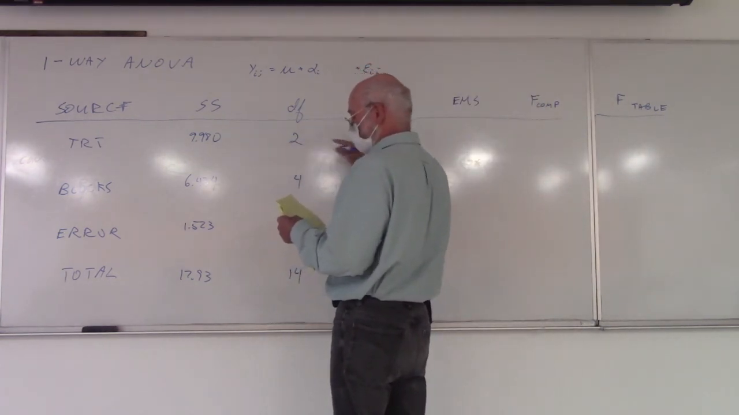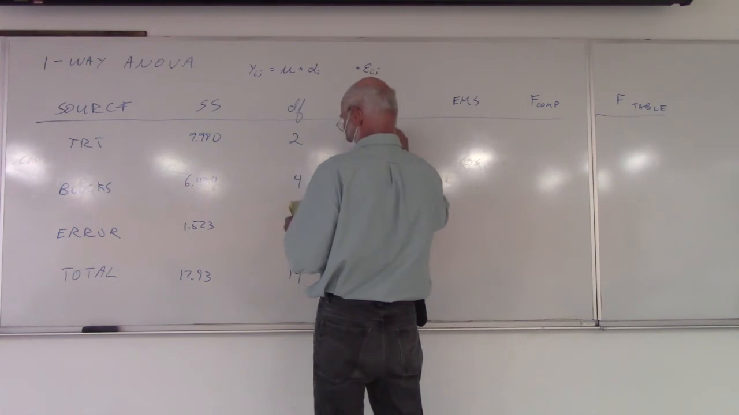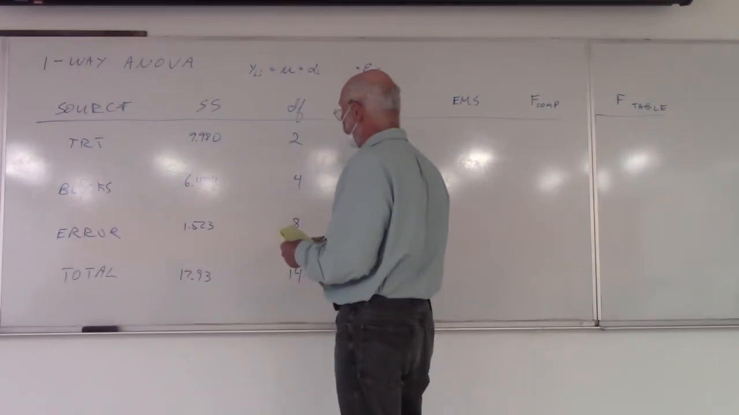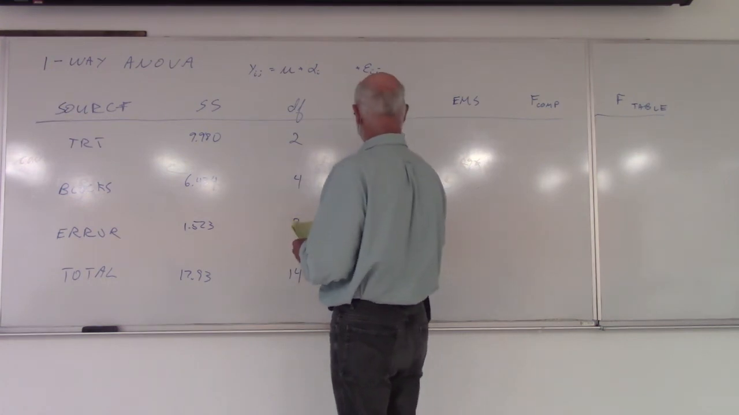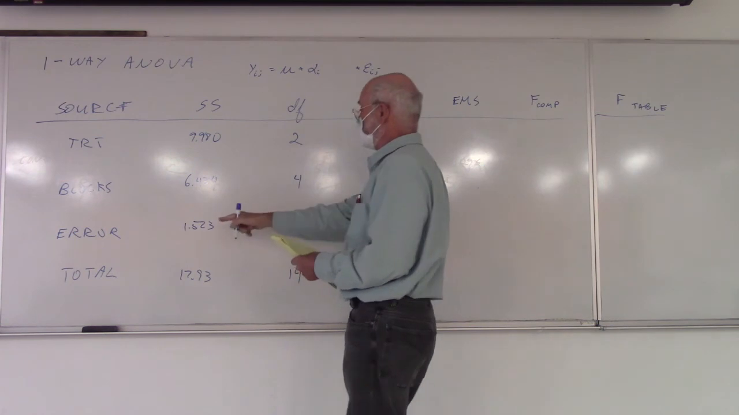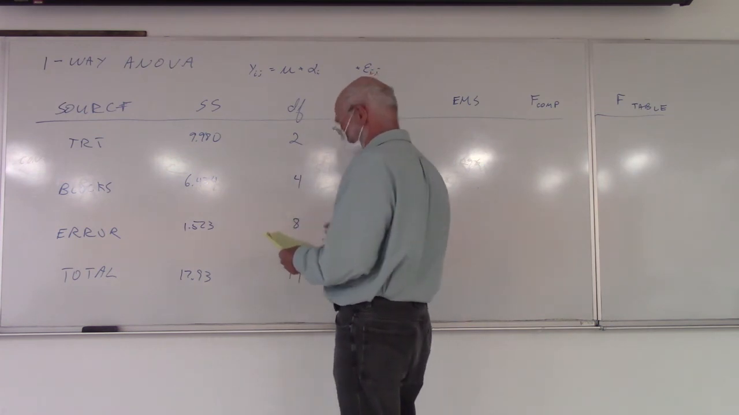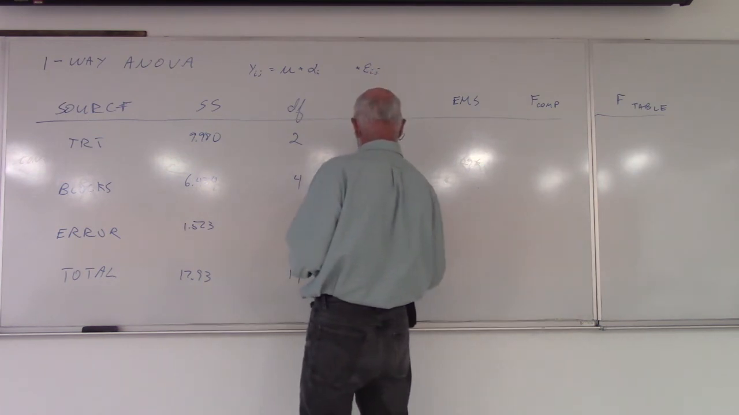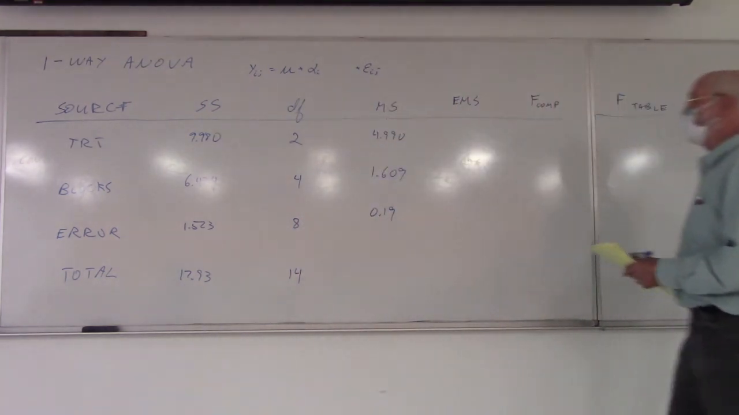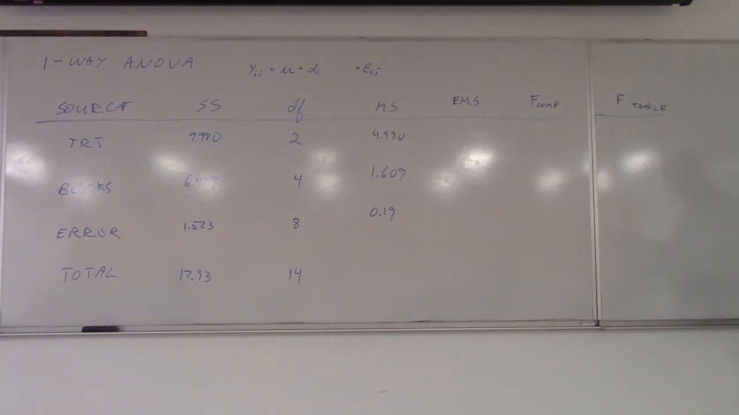9.980 divided by 2 is 4.990. 6.434 divided by 4 is 1.609. Error, 1.523 divided by 8 is 0.19. Now the question becomes, what is the appropriate F-test?